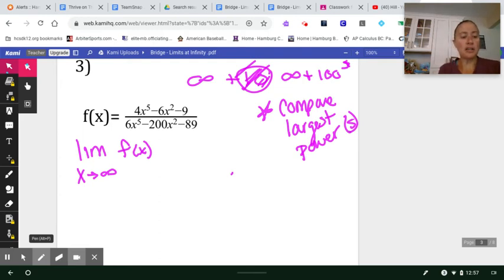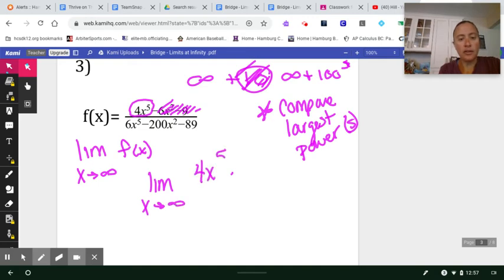So if I go back and look at this function here, clearly it's a rational function, so I have a fraction, and I need to compare both the top and the bottom. When I take infinity and raise it to the 5th power and multiply by 4, these other numbers are so insignificant they don't really affect it. So I'm going to rewrite this as the limit as x approaches infinity of 4x to the 5th divided by 6x to the 5th. The 89 is insignificant, and the 200x squared means nothing compared to infinity to the 5th times 6.